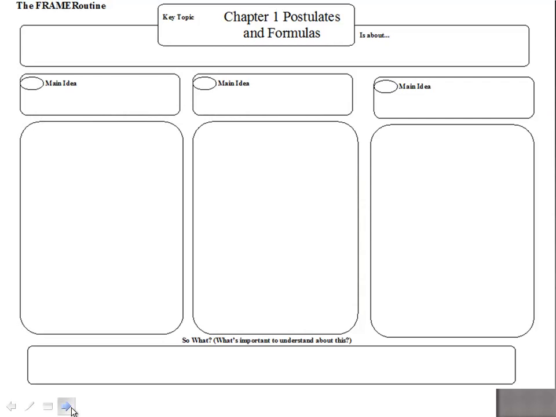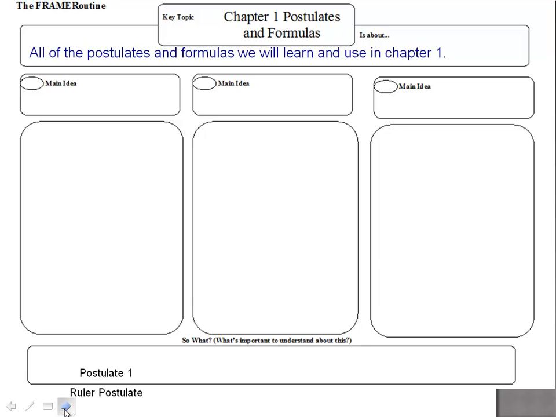If you'll start by looking at your Chapter 1 Postulates and Formulas frame, we're going to fill in the first part of this. This frame is about all of the postulates and formulas we will learn and use in chapter 1, so we're going to have one spot to put all of those. The first main idea is Postulate 1, our Ruler Postulate. This is a pretty basic postulate, but let's look at it.